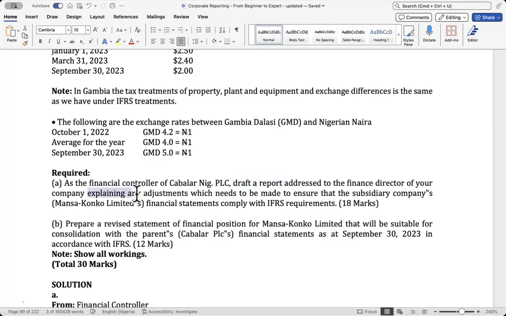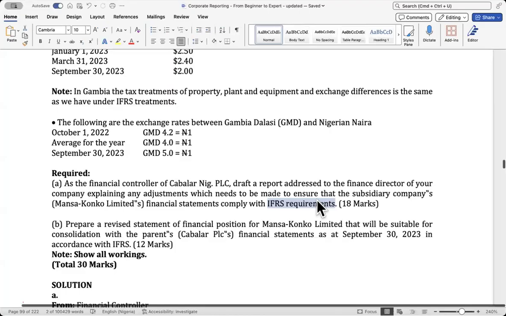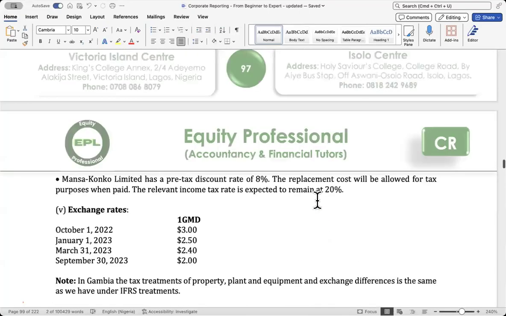And they will say, explain. Don't start calculating. They said, explain. So you need to explain adjustments that need to be made to ensure that the subsidiary, which is Mansa, complies with IFRS. Okay, so that is clear first. So let's quickly address that first.